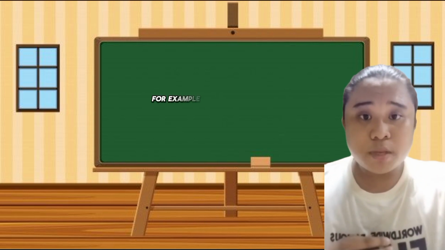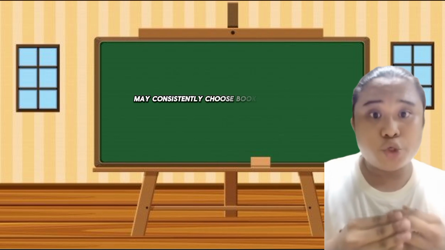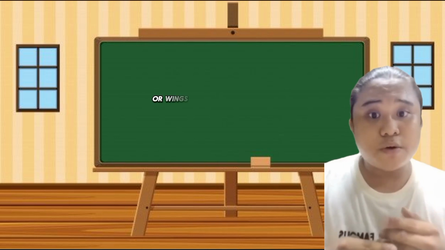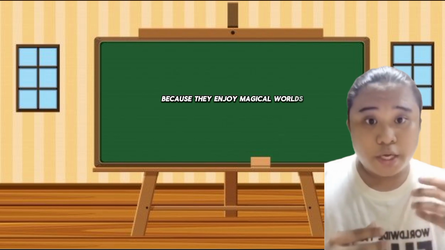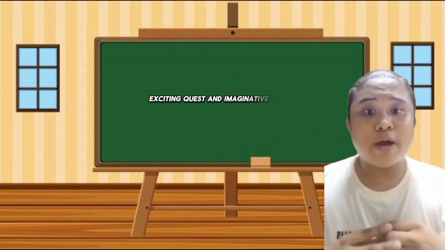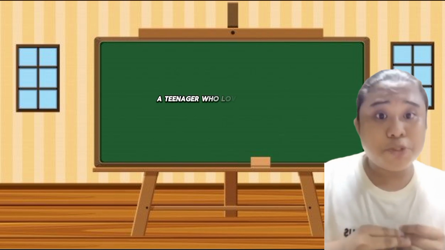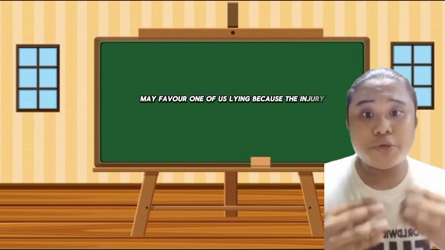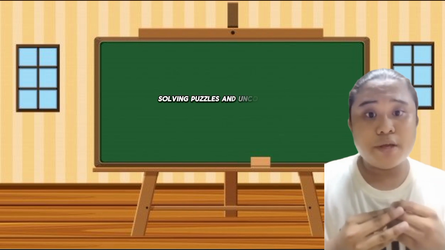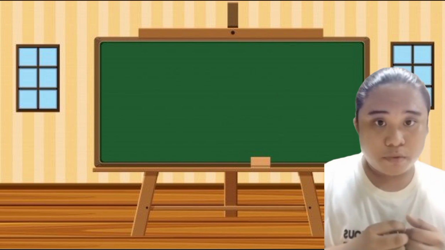For example, a child who enjoys fantasy may consistently choose books like Harry Potter or Wings of Fire. They prefer these books because they enjoy magical worlds, exciting quests, and imaginative characters. Another example is a teenager who loves mystery novels may favor One of Us Lying because they enjoy solving puzzles and uncovering clues. What is reading interest?